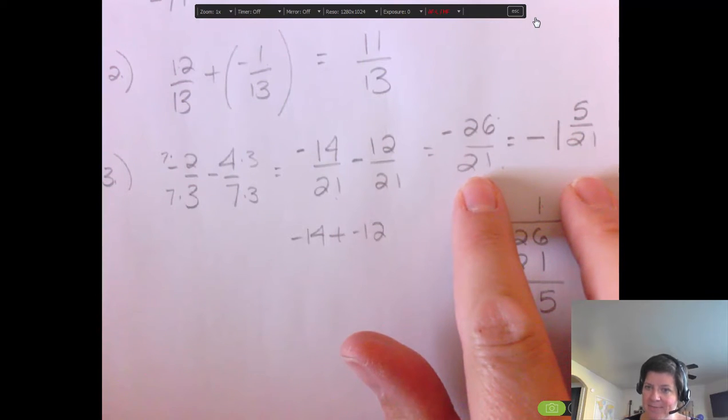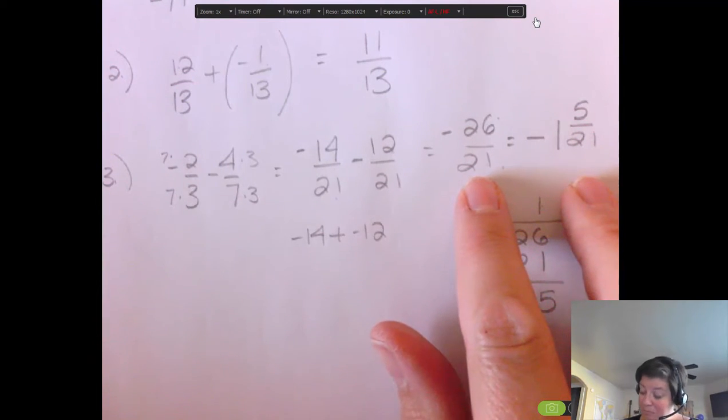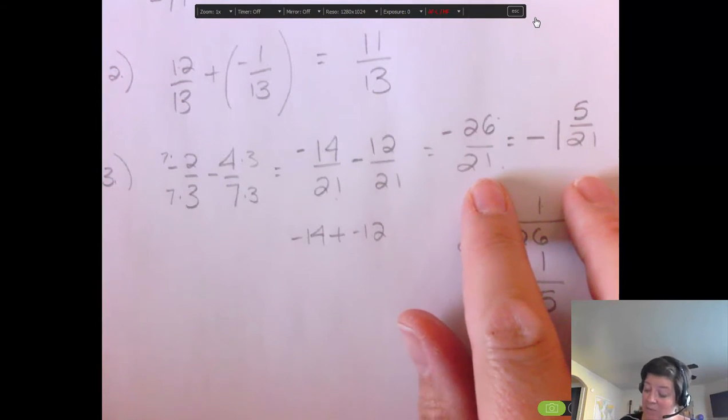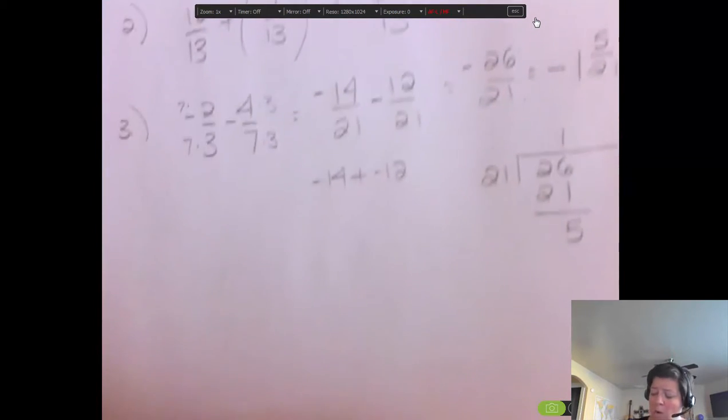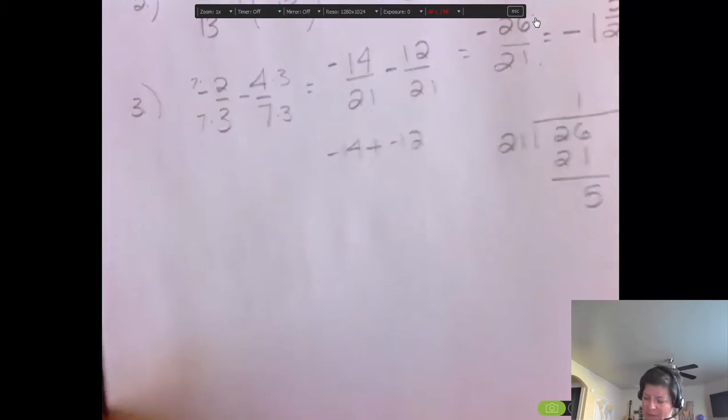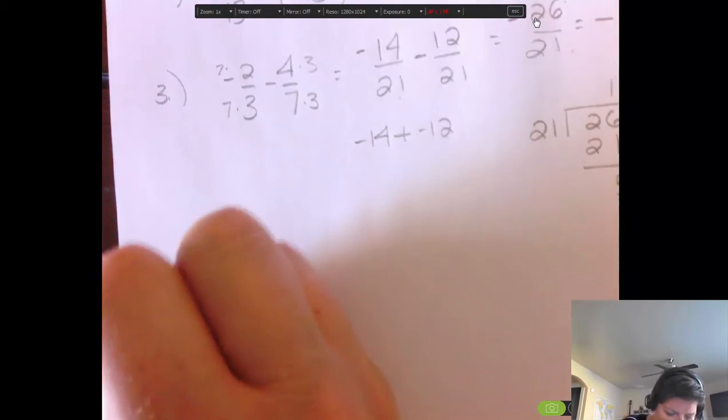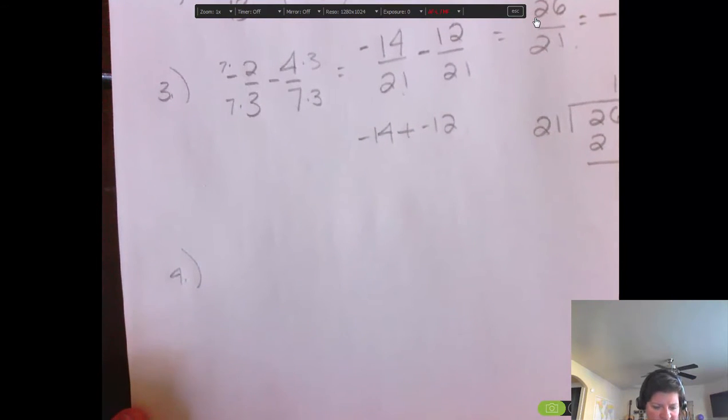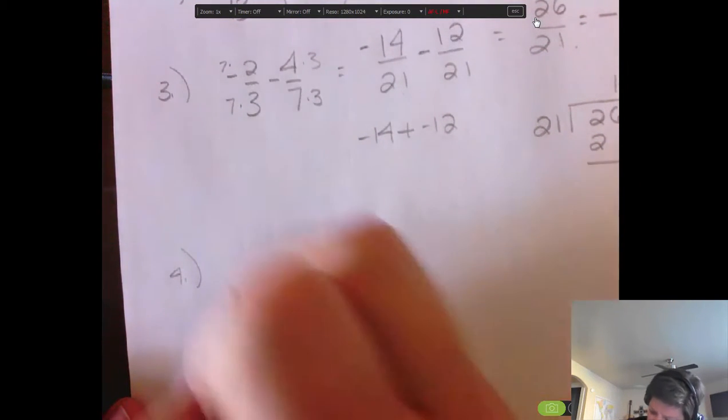These are both the same thing. Just look at your directions and look at what way they would like your answer to be. Okay. All right, so let's look at one more here.